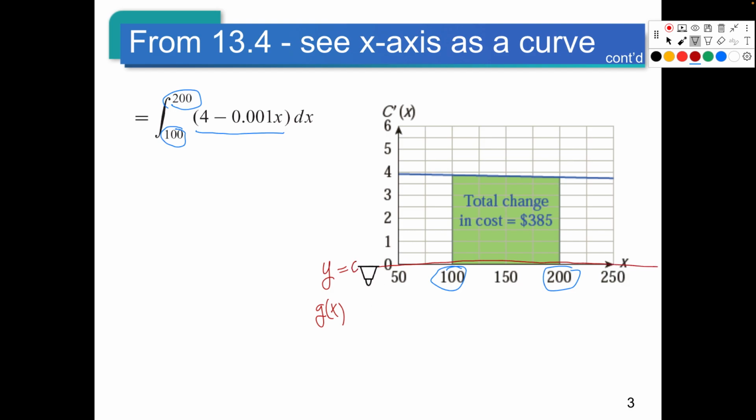So this y equals 0 is like g of x equals 0. That's actually a function, right? It's a constant function, that horizontal line. So what we're going to do is rephrase this as the integral from 100 to 200 of 4 minus 0.001x, minus 0, minus the other function. So you can see why we didn't need to do that. If you subtract 0, nothing happens, right? It's really the same thing.